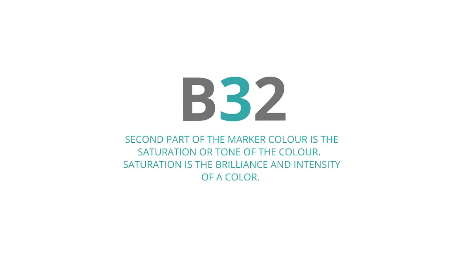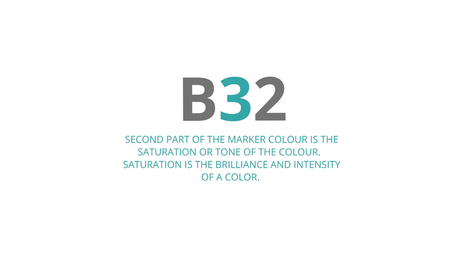Then we've got two numbers, so you may have been referring to your markers as, for example, B32, but it's actually meant to be B-3-2. The numbers are actually separate from each other, and we need to look at each number separately in order to understand how the system works.